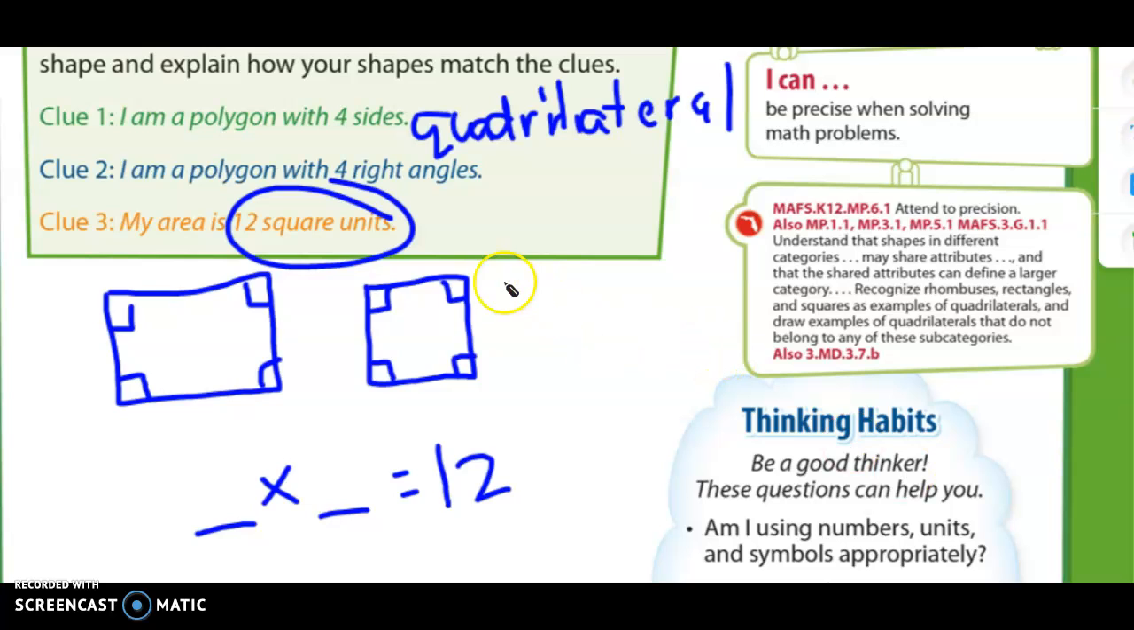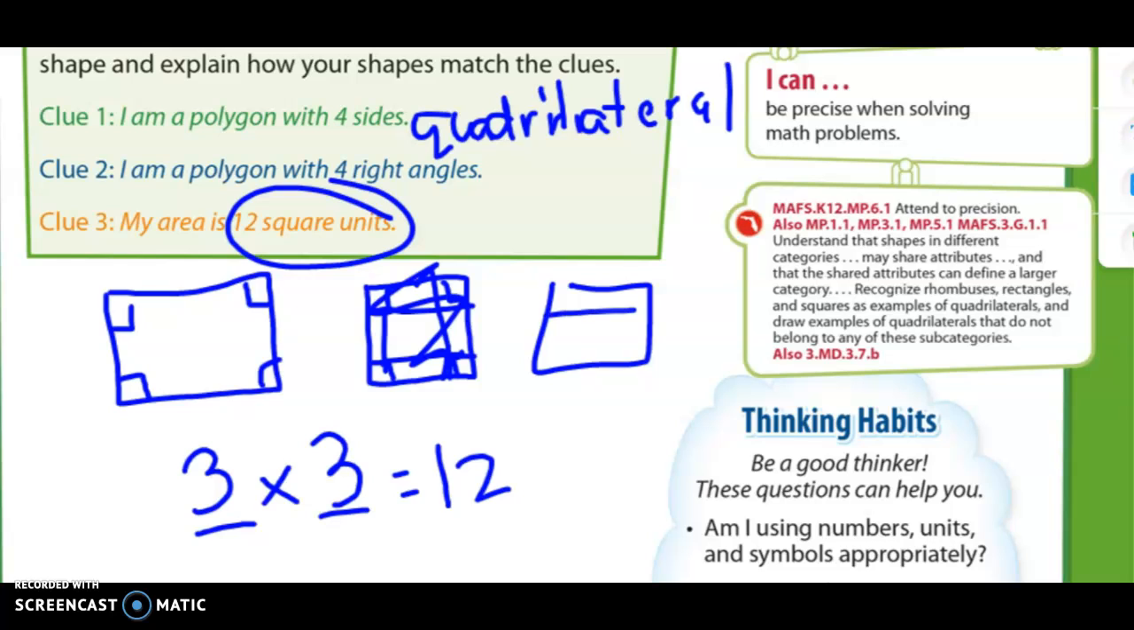If our shape was a square, we would have to have two numbers that multiplied by each other and created 12. For example, 3 times 3. Because if it's a square, it's going to be a perfect... that was a poor example. Here we go. If it's a square, it's going to be 3 long and 3 across, or 4 long and 4 across. It's going to have the same length on each side, because remember, to be a square it has to be the same length.